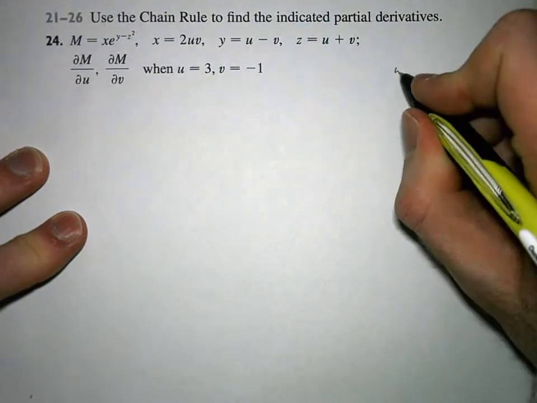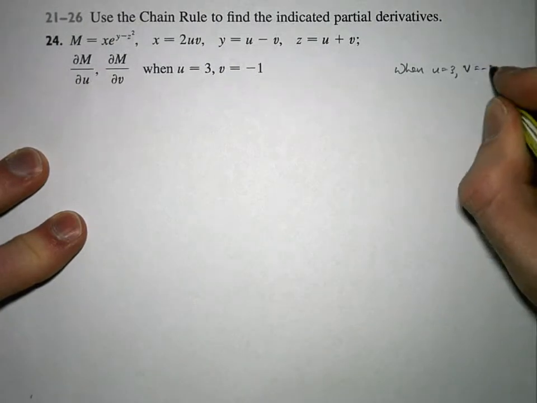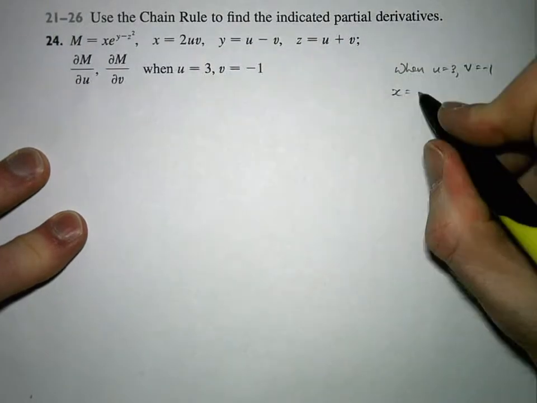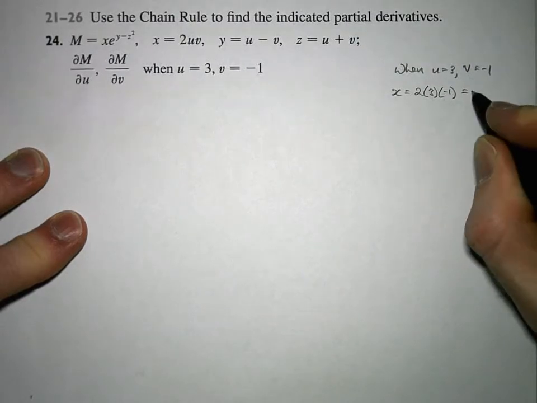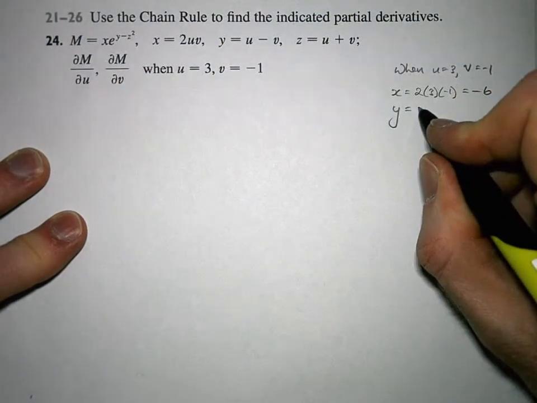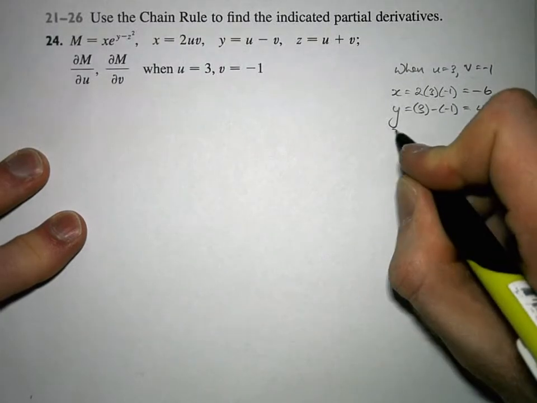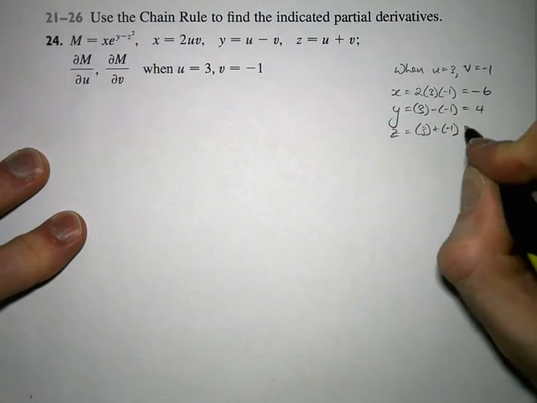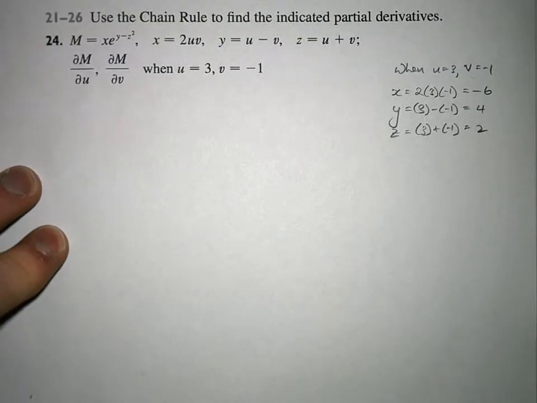So I'm just going to do that on the side here. When u is equal to 3 and v is equal to -1, then x is equal to 2uv, 2 times 3 times -1 is equal to -6. y is equal to u minus v, so that's 3 minus -1, which is 4, and z is equal to u plus v, that's 3 plus -1, which of course is 2. Alright, that's going to save us a little bit of time substituting later on.